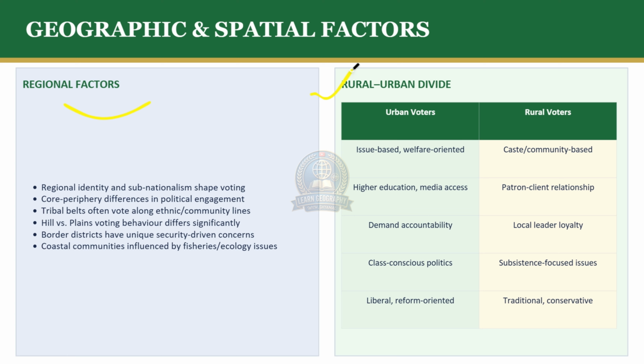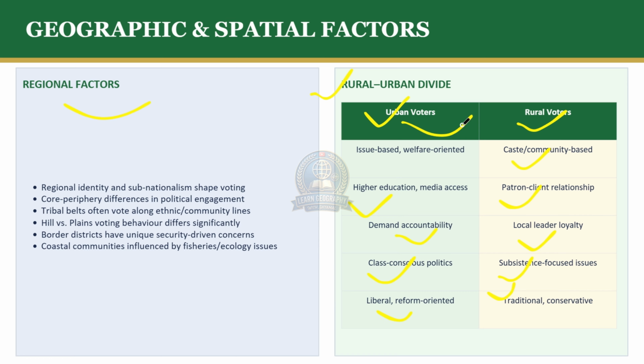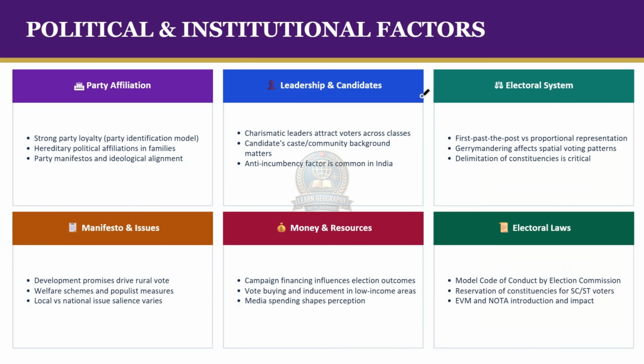Rural-urban divide. Urban voters are issue-based and well-oriented, while rural voters are caste and community-based. Higher education and media access in urban areas; patron-client relationship in rural areas, where voters demand accountability and local leader loyalty. Class consciousness politics, subsistence-focused issues; liberal, reform-oriented versus traditional and conservative. Okay, these are the differences between urban voters and rural voters.